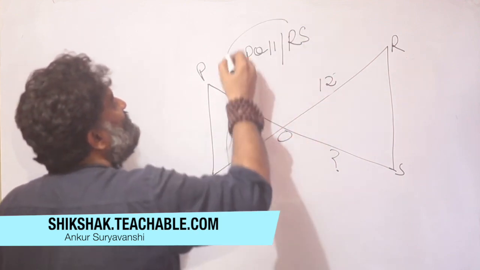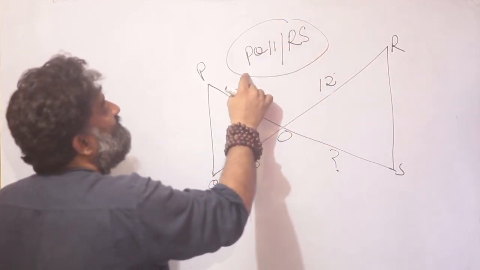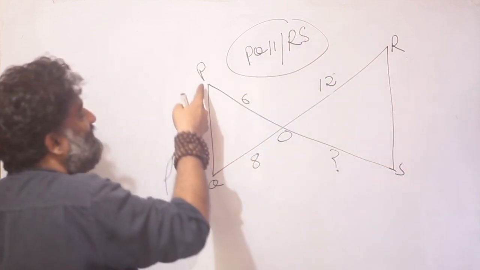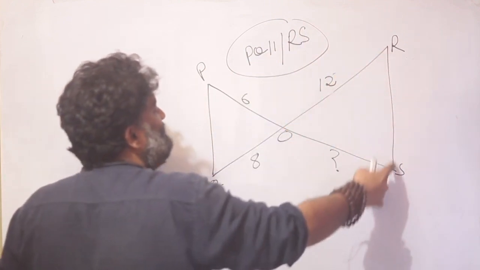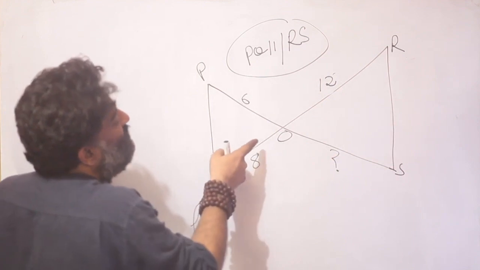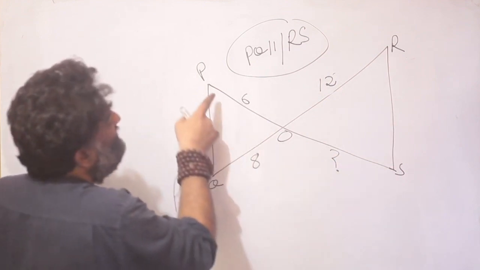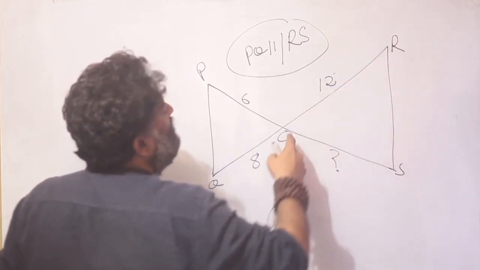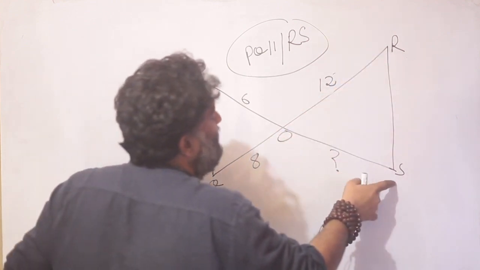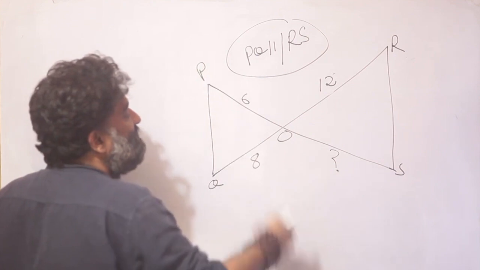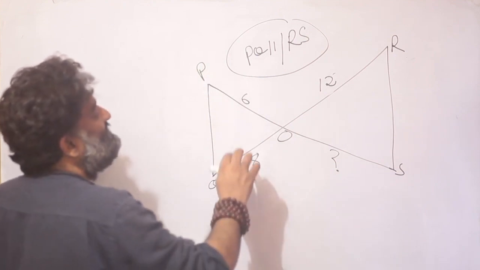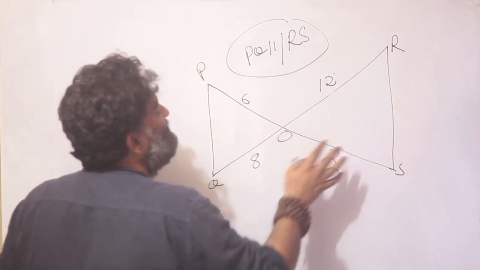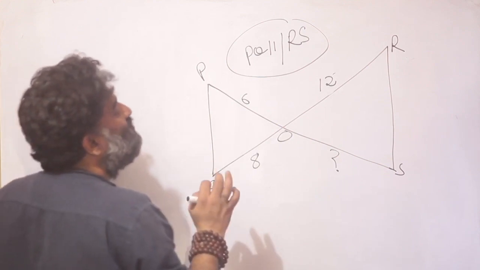The only information given about the figure is that PQ is parallel to RS. That means this line is parallel to this line. And you are asked about OS. You have the information about PO, you have the information about QO and OR, and you are asked about OS. At an even more basic level, my question is, are these two triangles similar to each other? So can I prove that?